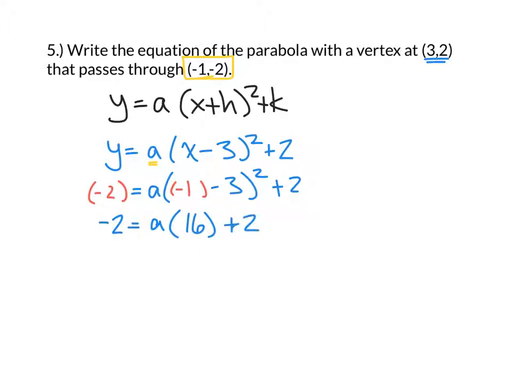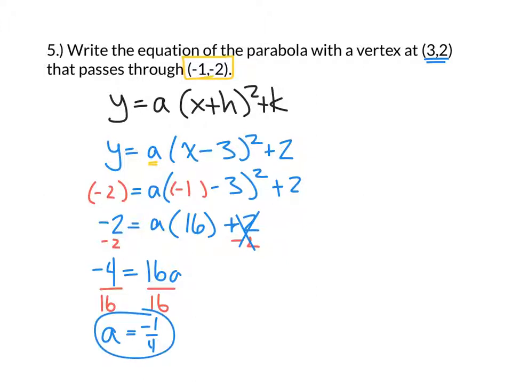Now, to solve, we'll just subtract 2 from both sides. Be careful, don't think that that's equal to 0. It's actually -4 is equal to 16a. These two cancel. Then we'll finish it up by dividing both sides by that 16. So a is going to equal -1/4. This is what a is. It's not the equation, it's what a is.